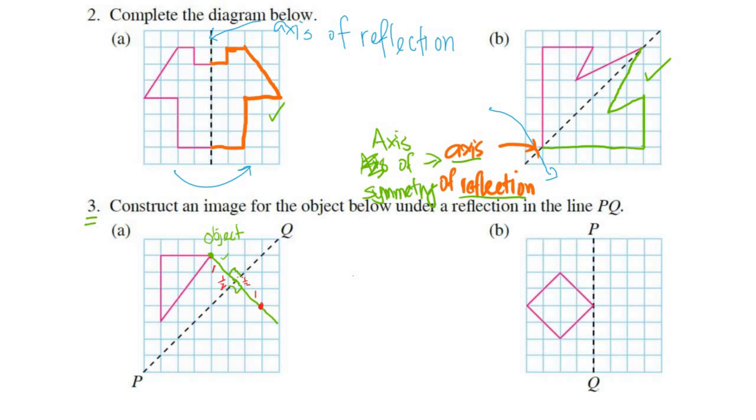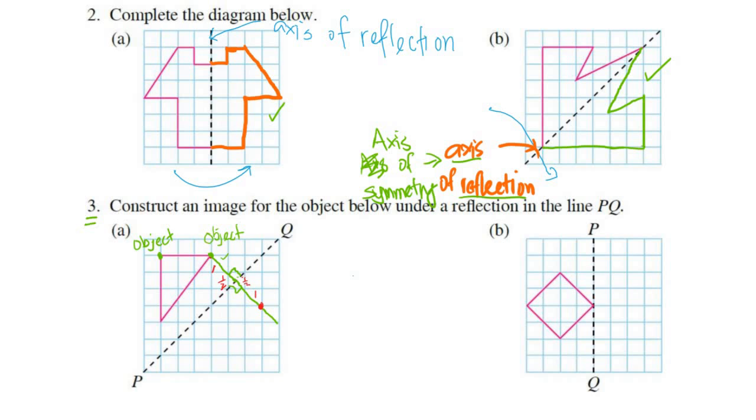So after you identify this point, are you able to draw the whole object? If you are able to draw the whole object, you can draw now. If you are still not able to draw, you just continue to find another point. For example, now I take this point as my object.